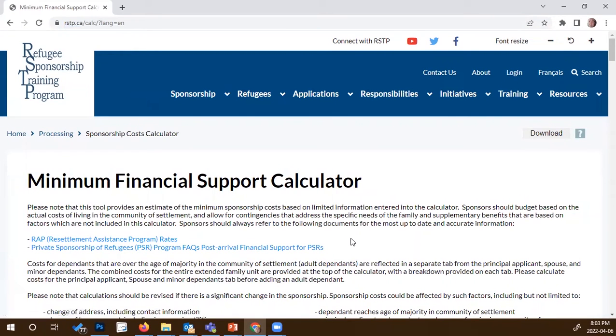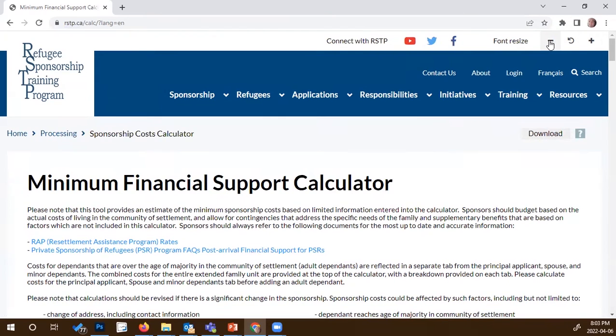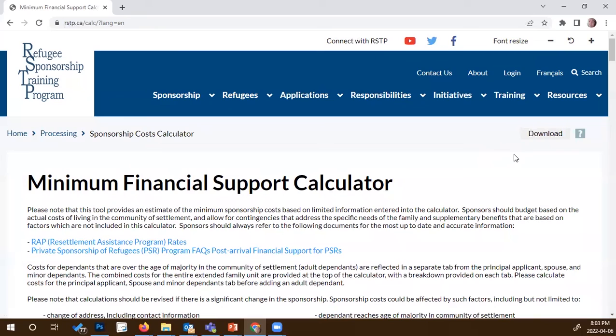Some features I want to point out to you is if you would like to increase the font size, you can increase or decrease it here to be able to show the font size a little bit better. Over here on the top right is that download button to export an Excel spreadsheet. So we're going to take a look at that later. And whenever you see a little question mark, you can hover over it and it will give you some more information to read. So this is just telling you to click here to export the minimum financial support in order to print or file it for your records.